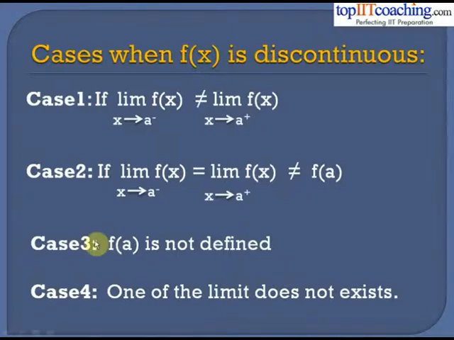Now let's come to case number 3, that is f of a is not defined. In such a case as well, f of x is a discontinuous function. Case number 4 is if one of the limits does not exist. So the different cases are: if the left hand limit is not equal to the right hand limit, then the function is discontinuous; if the left hand limit is equal to the right hand limit but is not equal to f of a; the third is f of a is not defined; and if one of the limits does not exist.